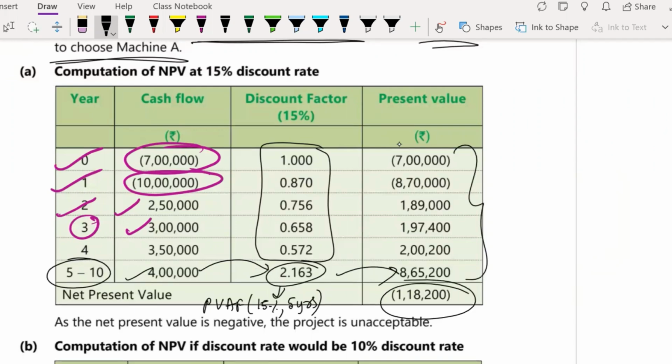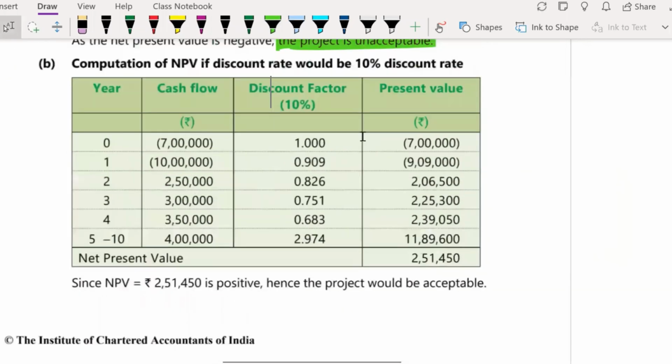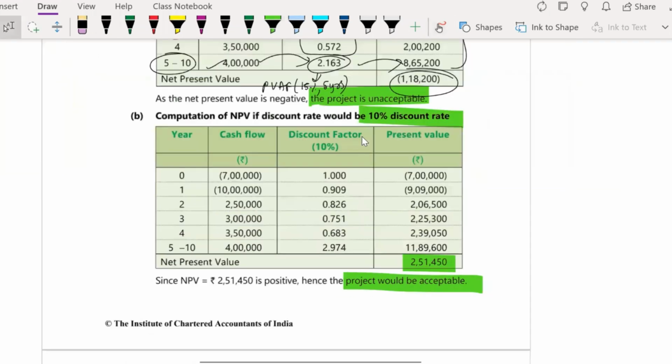So here, since the NPV is negative, the project is what? Unacceptable. The project here is unacceptable. And the same thing again you have to do using discount rate at 10%. Here the NPV will come as positive figure. So here you would say that the project is acceptable. So that were your first 2 points.